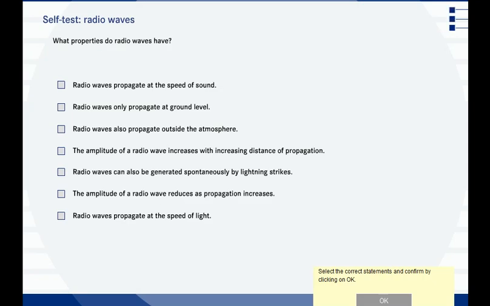What properties do radio waves have? Please select the correct statements and then confirm your selection with OK.